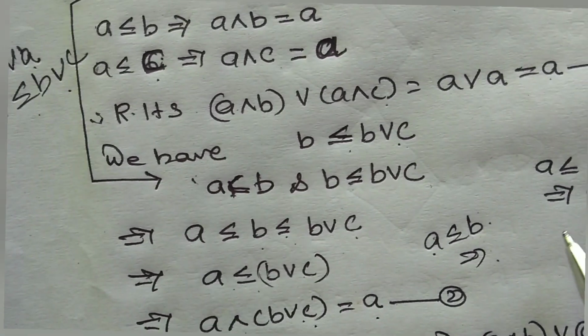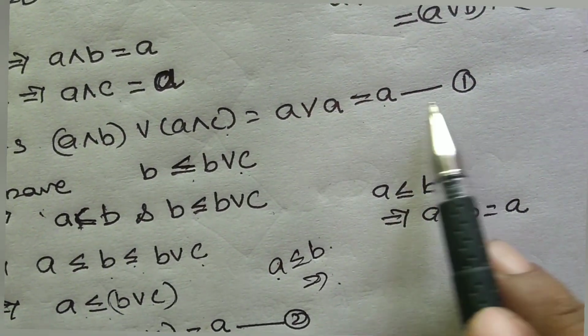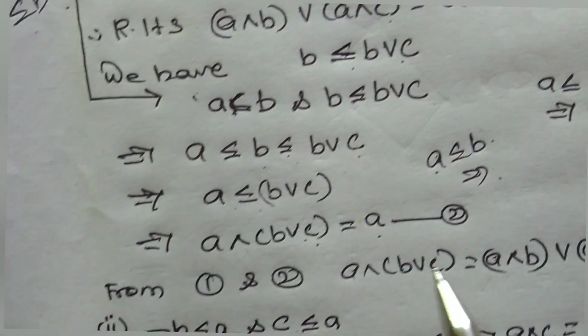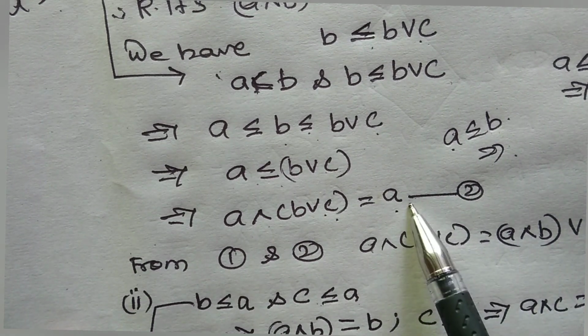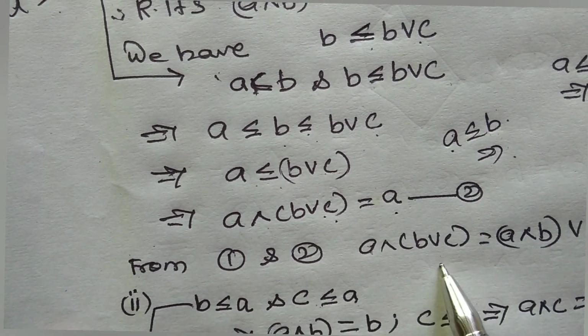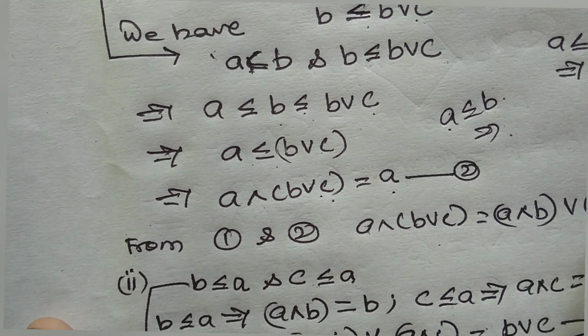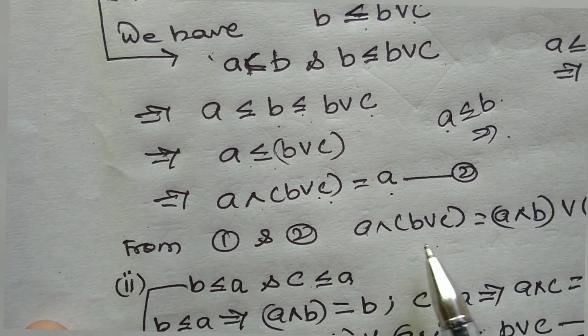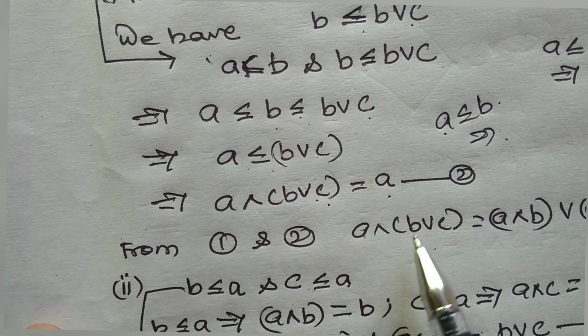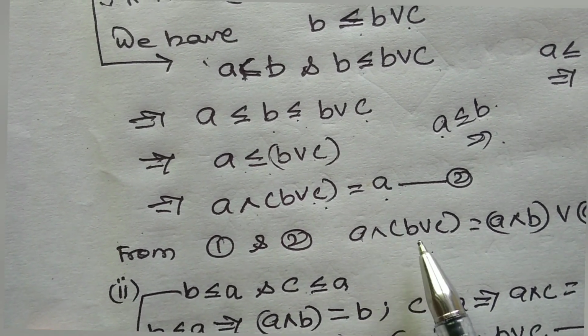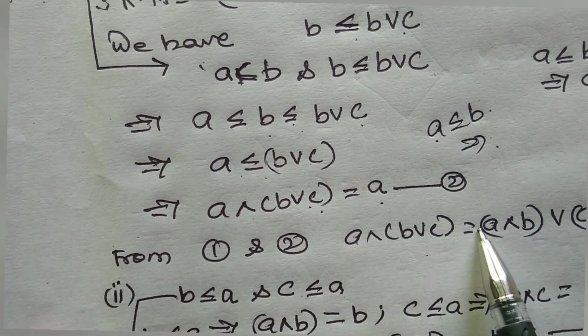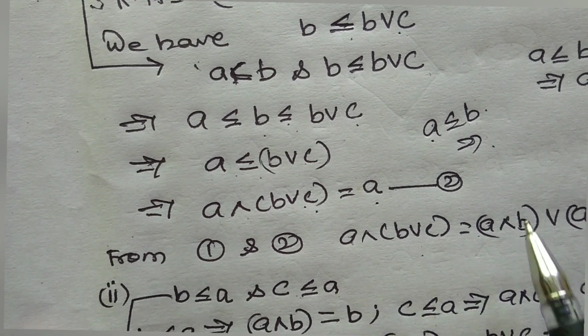So what is equation number 1? Equation number 1 is equal to A. Here equation number 2 is equal to A. That is LHS equal to RHS. That implies A and B union C is equal to A and B or A and C. Now you don't need to verify the second one, because by the duality condition it is obvious. If this is true, automatically the second one is true.